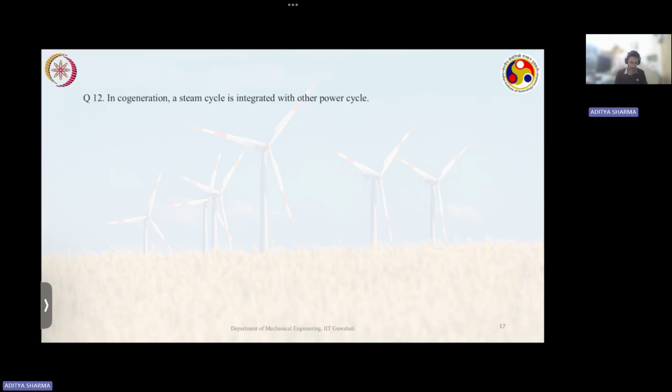So the last question is on cogeneration. In cogeneration, a steam cycle is integrated with another power cycle. So whether this is correct or not, pretty straightforward. So this is what cogeneration is, right? So some basic questions so that you are able to revise these topics. And also we saw numericals in question number 6 to 9. Right? So this was it about today's session.